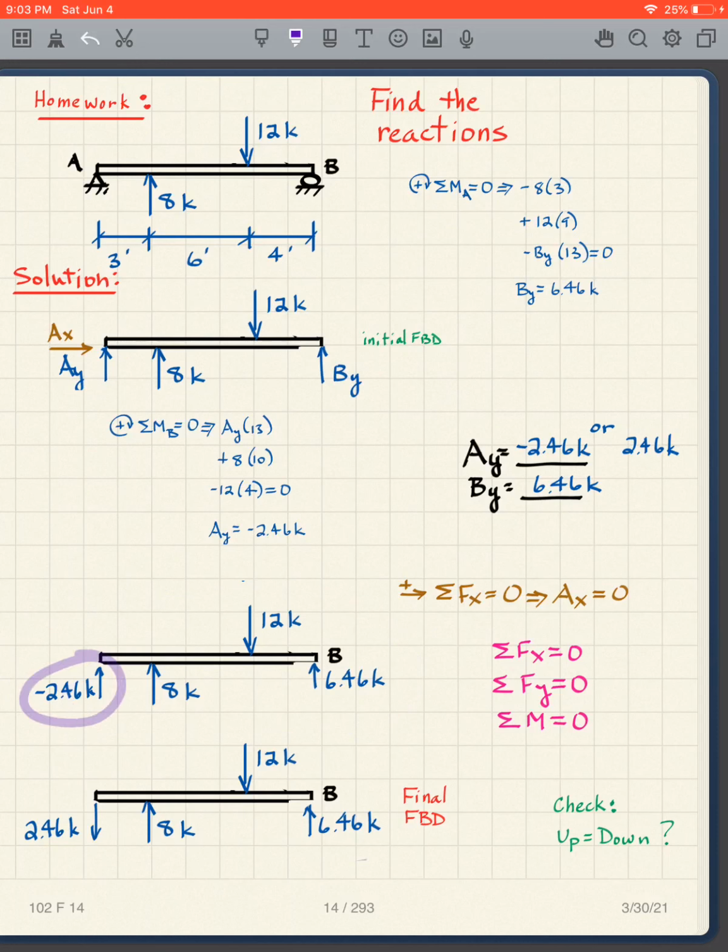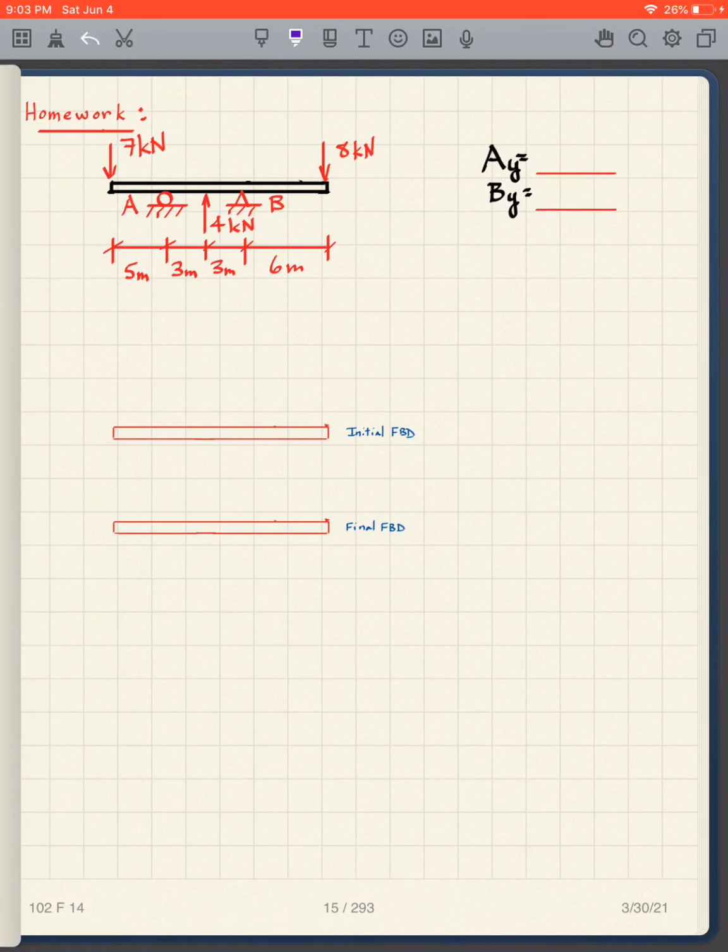We don't want a negative sign in our final free body diagram, so what do? I take it and I flip the arrow. Instead of up, I put it down and I put a positive number there. So this is my final free body diagram. I check, does up equal down? What's going down? I've got these two going down, I have these two going up, and they both add up to 14.46. So the answer is yes, you need to do that check. And yes.